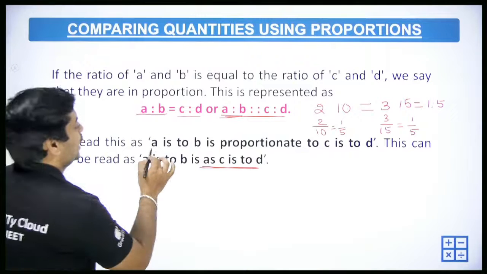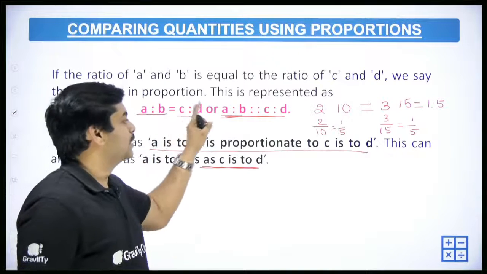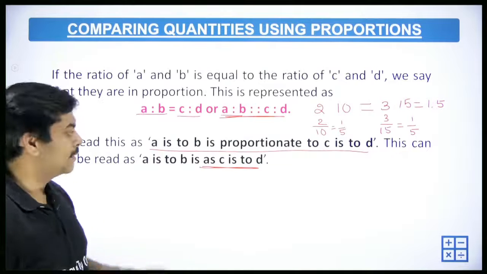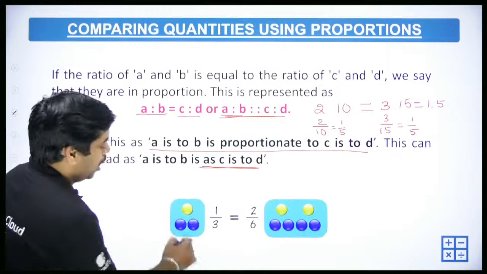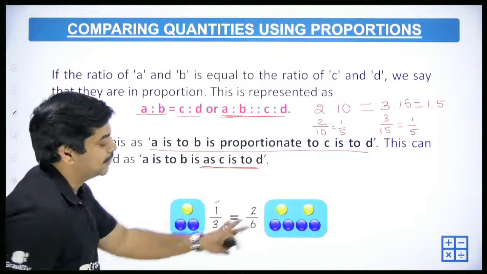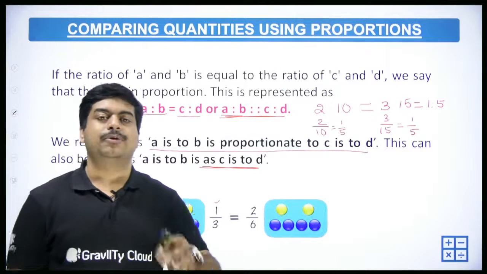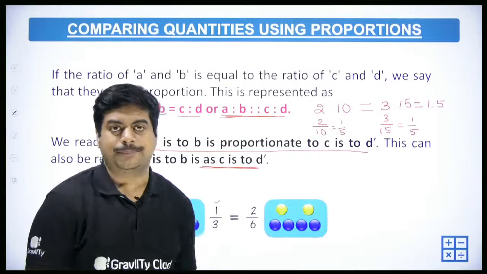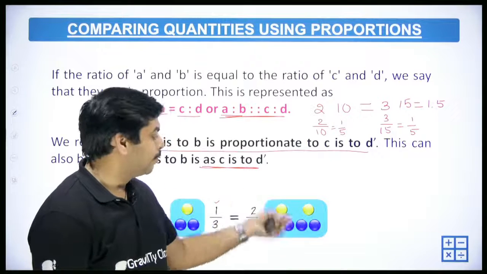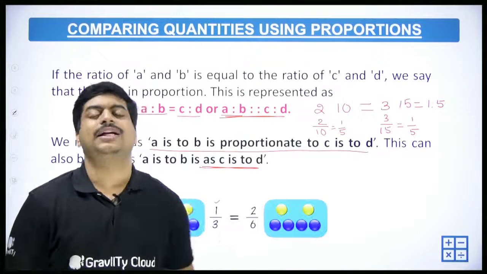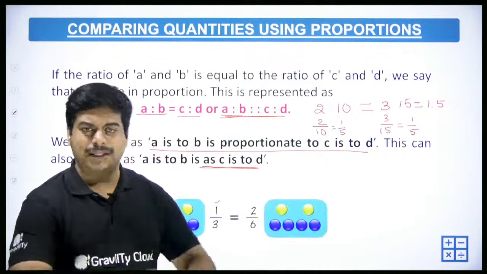We read this as A is to B is proportionate to C is to D. That is how we try to bring some relations. As a small example, if you're talking about yellow balls: out of 3 balls, 1 ball is yellow, and out of 6 balls, 2 balls are yellow. These two are the same ratios, so we say they are in proportion. In proportion, we don't talk about how many balls we have, how many green balls, yellow balls, or blue balls. But the final value of the ratio should be the same throughout. Then we say they are in proportion. This is what we have discussed.